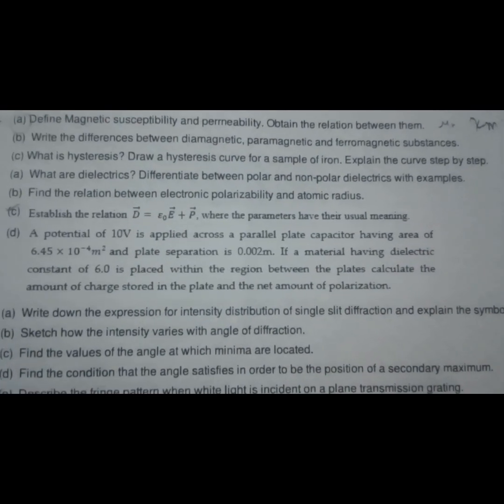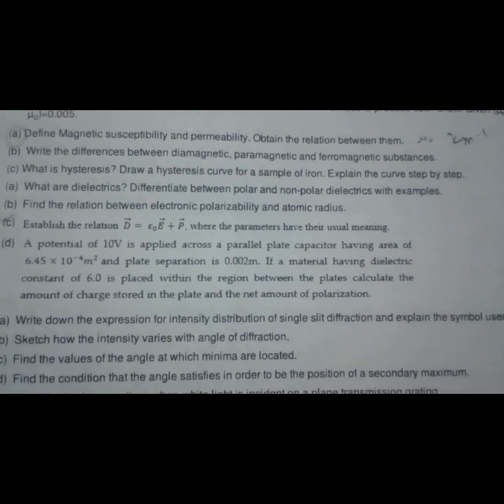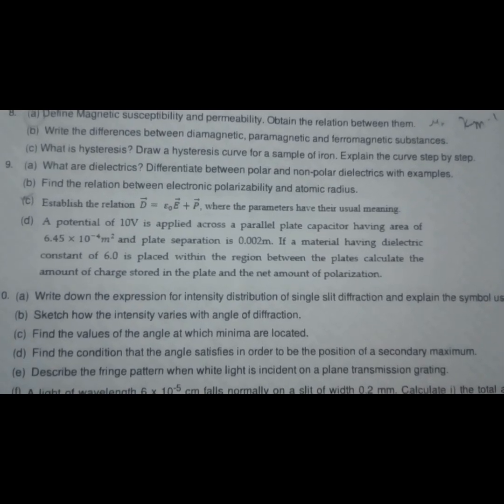Draw a hysteresis curve for a sample of iron. Explain the curve step by step. 9a. What are dielectrics? Differentiate between polar and non-polar dielectrics with example. 9b. Find the relation between electronic polarizability and atomic radius.